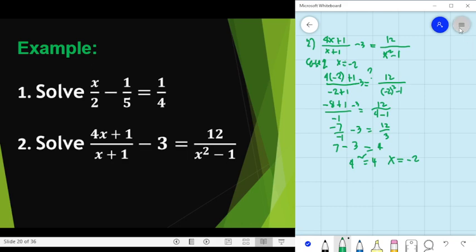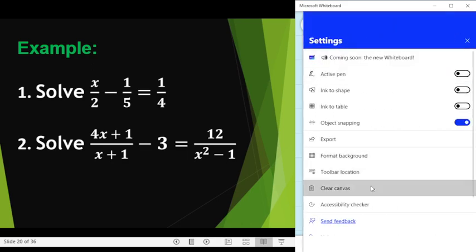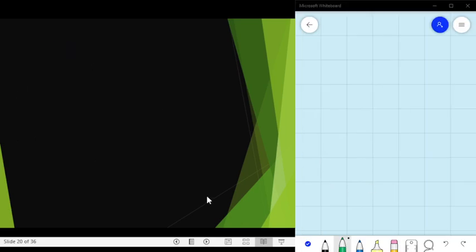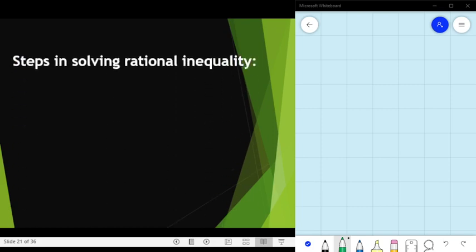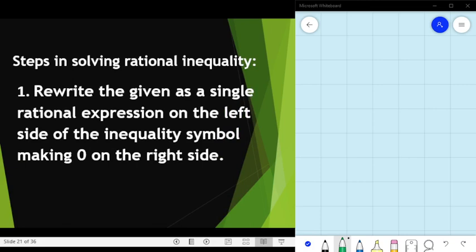Okay. So any question? Okay. So you understand the process now. All you need to do is just follow the steps in finding the value of x in rational equations. So let us now proceed to steps in solving rational inequality.